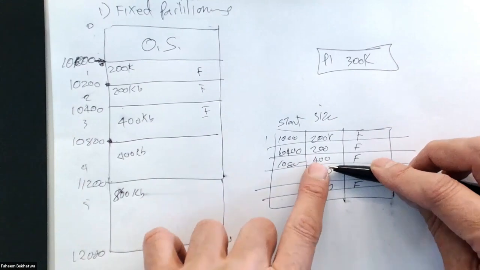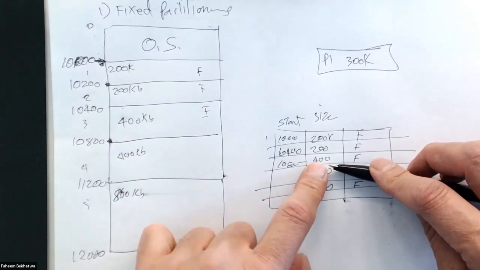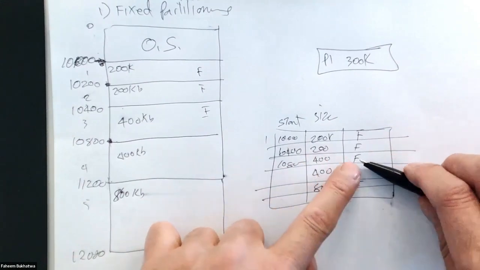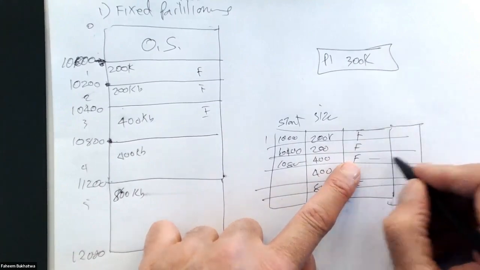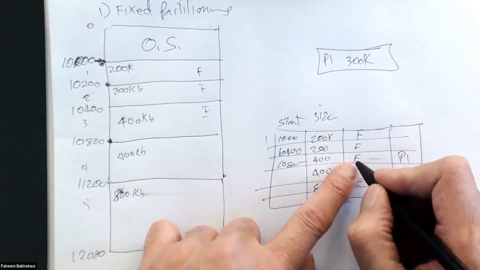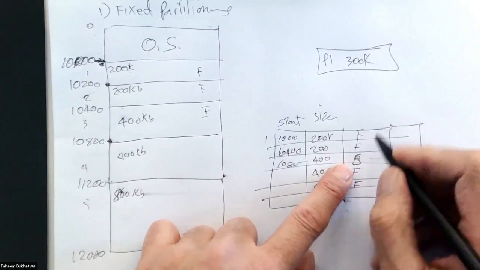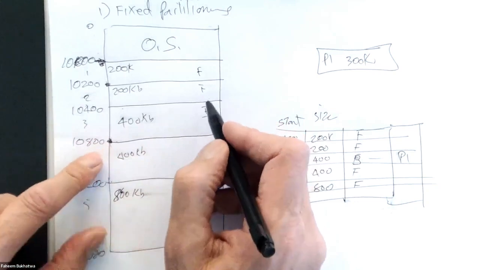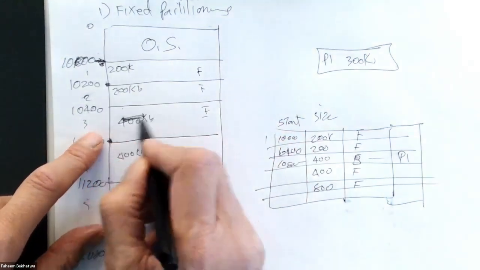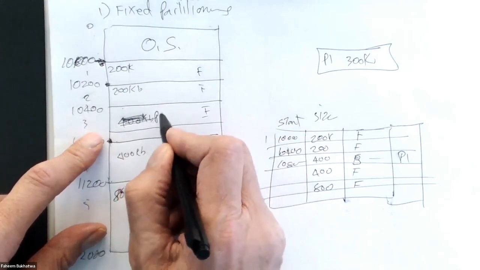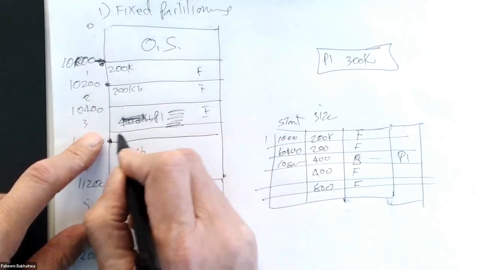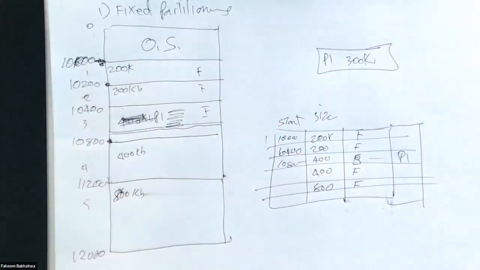Is it free or is it being used? It looks at it and says free. Great. That's where we will put program number 1. Now the table has another column. Program number 1 goes in there, and instead of F, we call this busy. Even though this partition is 400, this program is only 300, so it only uses this much of the memory. The rest of the memory is left unused.